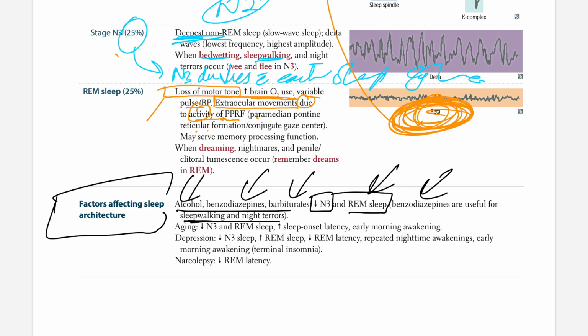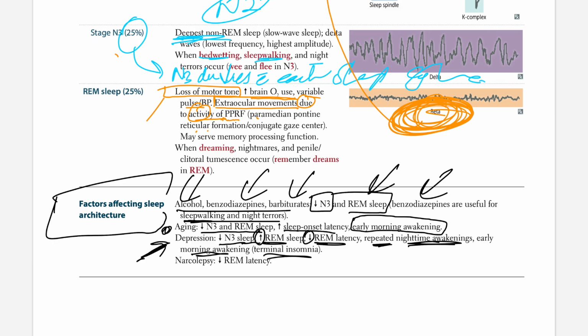For normal aging, aging causes decrease in, again, N3 and REM, but increase in sleep onset latency and early morning awakening. Increased sleep onset latency with depression, high yield. What's going to happen to a depressed patient? Decrease in N3 sleep, increase in REM. Look at this, REM is increased. Decrease in REM latency, repeated nighttime awakenings, early morning awakenings, which is terminal insomnia.